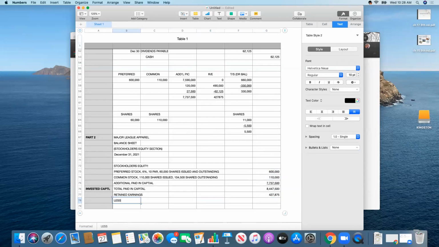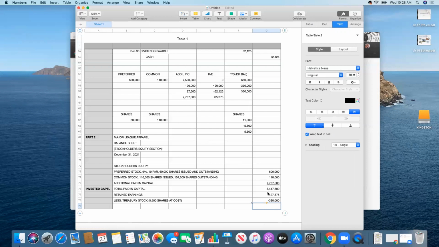Less treasury stock, and I always like to say at cost. And you could even put the number of shares, let's say 5,500 shares at cost. And remember that this is a negative number, minus 330. Why is it a negative number? Because all these numbers in this column are credit balance numbers, and treasury stock is a debit balance.